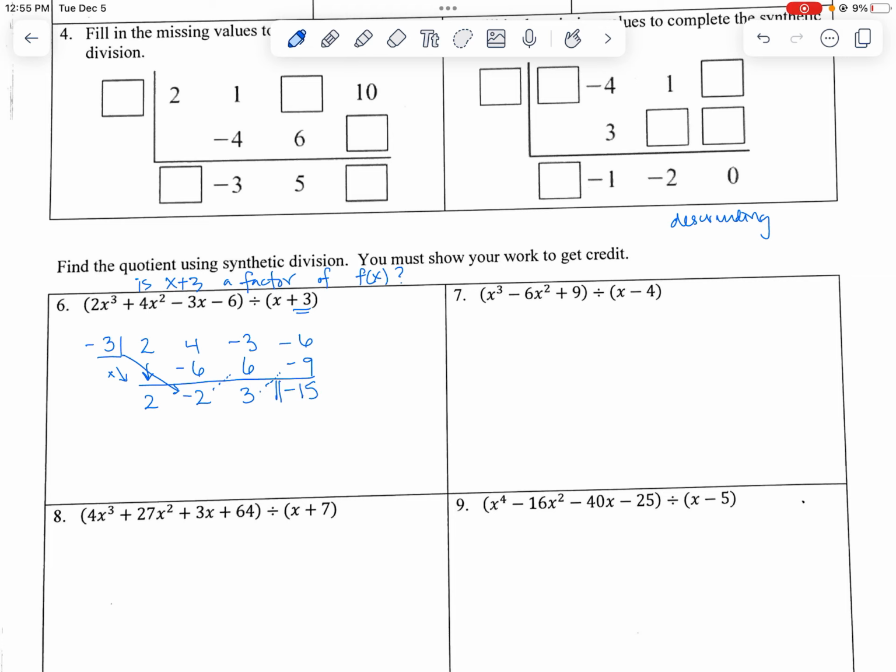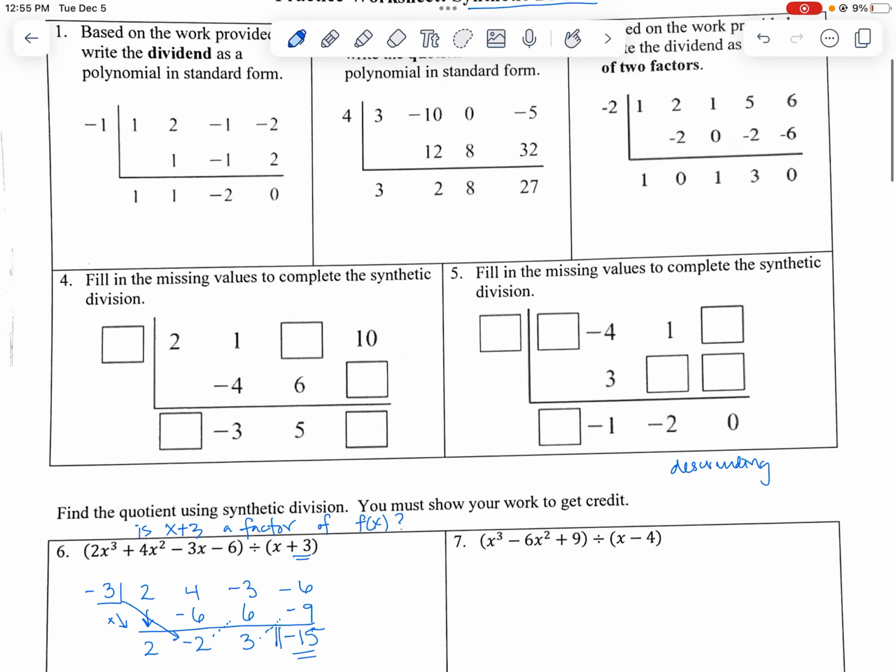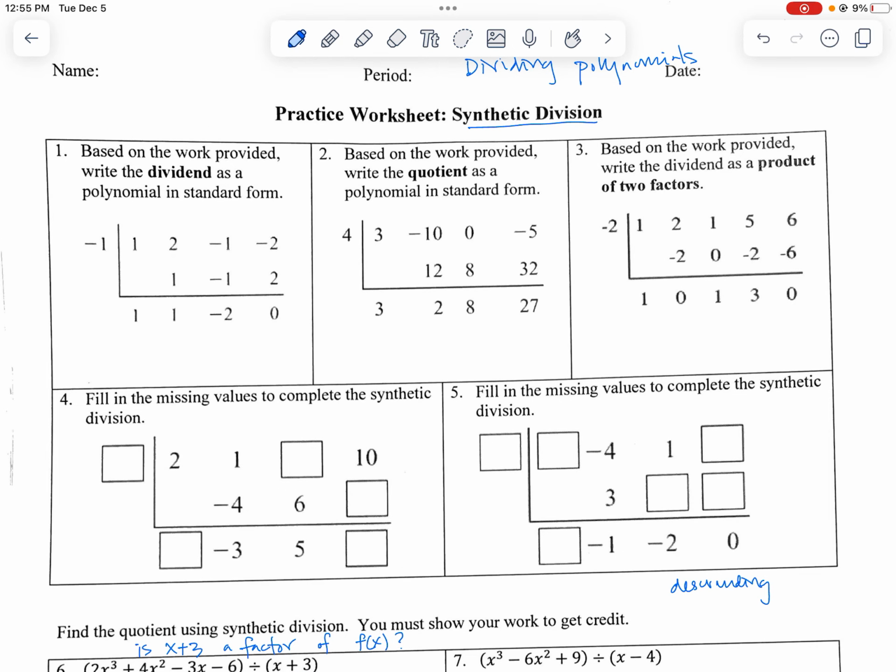What answers my question and determines whether or not x plus 3 is a factor is what I get in this box. If I end up with a number other than 0 in this box, the answer is x plus 3 is not a factor. In other words, it doesn't divide in evenly. It has a remainder.